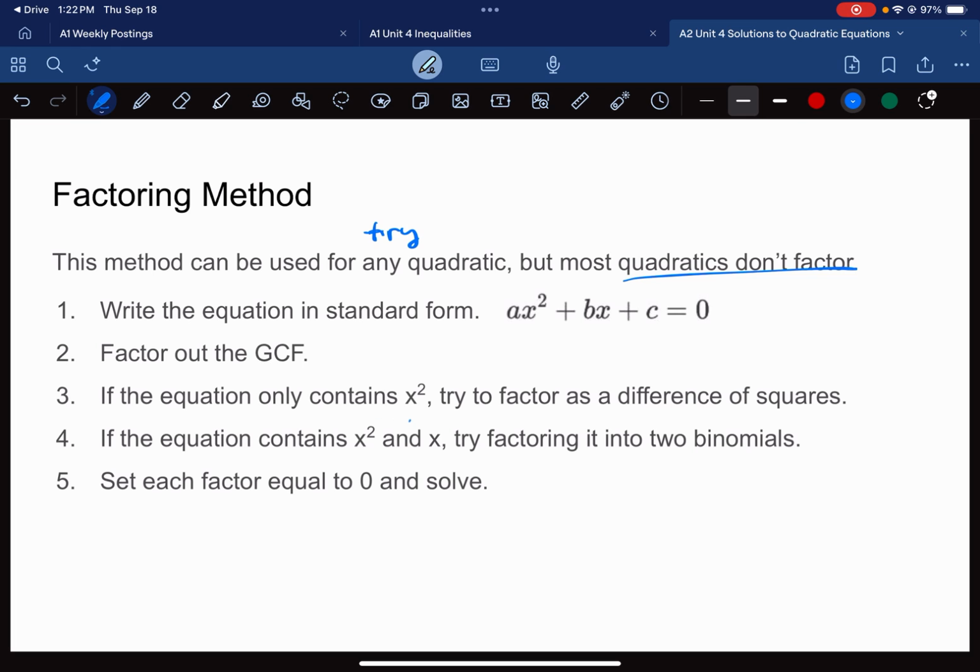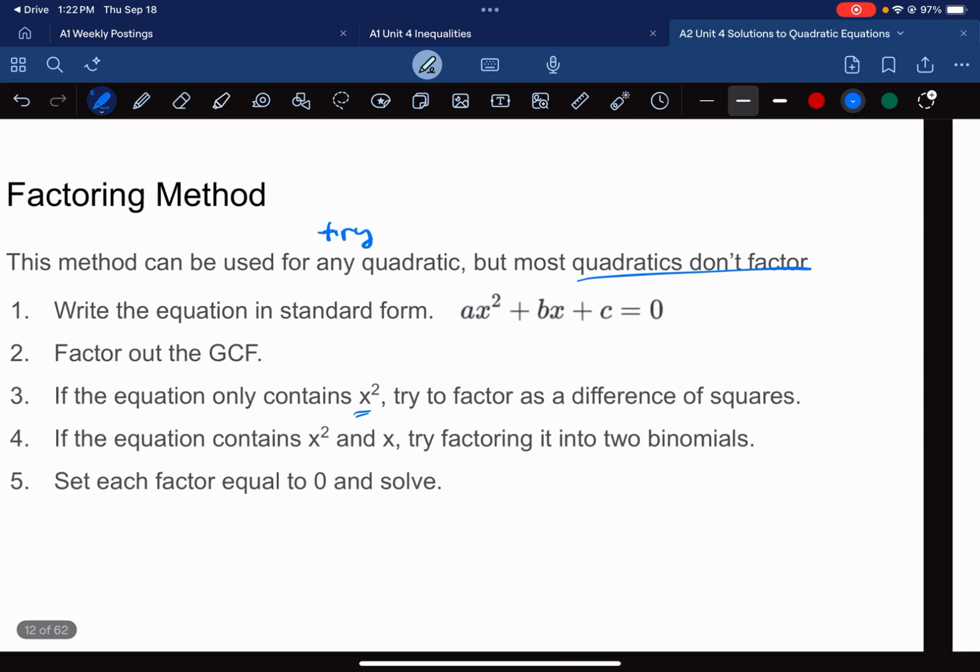If the equation only contains x squared, we can try and factor it as a difference of squares, or can't we just use the square root method we did before? Yeah, but let's say we wanted to factor instead, then we can try difference of squares. If the equation contains x squared and x, then we're going to try and factor it into two binomials. And when we're done factoring, if it factors, we're going to set each factor equal to 0, and that's going to give us our solutions, or our roots, or our zeros, okay?